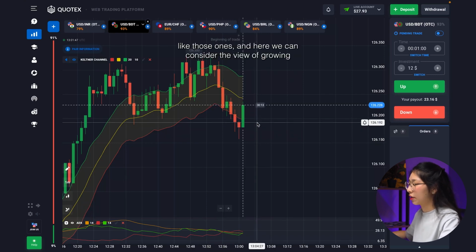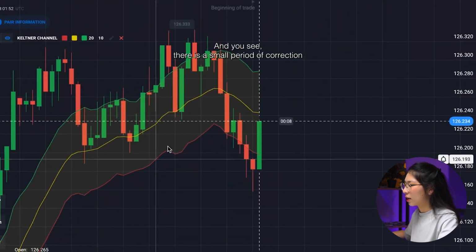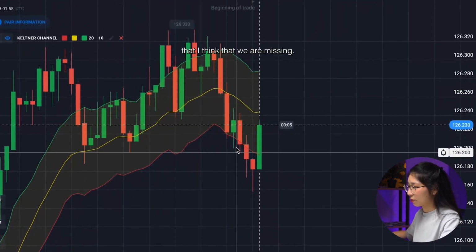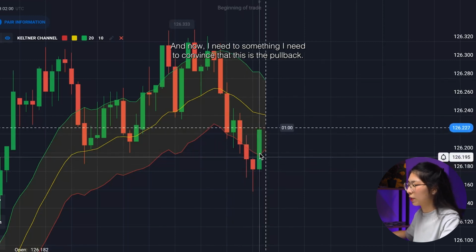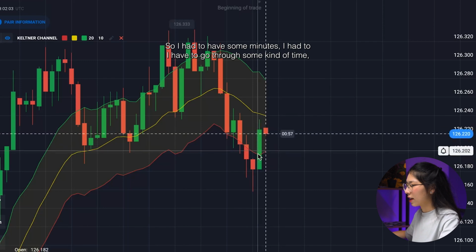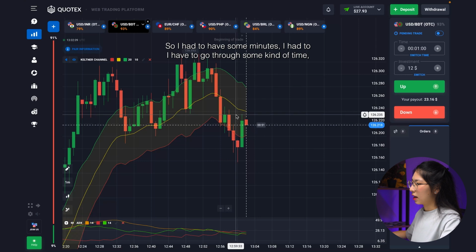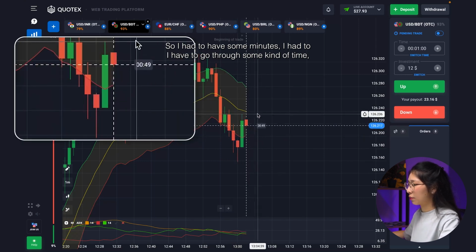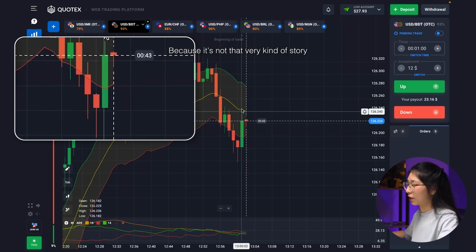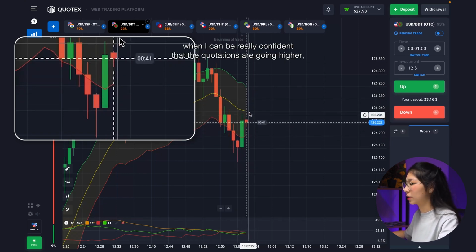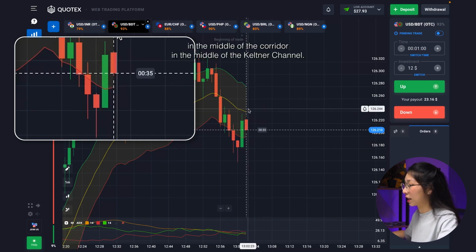And here we can consider the view of growing up of the quotations, and you see there's a small period of correction that I think we are missing, and now I need to confirm this is a pullback. So okay, I had to wait some minutes. I have to go through some time so I can be really confident about making the next move, because it's not a story where I can be really confident that the quotations are going higher in the middle of the corridor, in the middle of the Keltner channel.